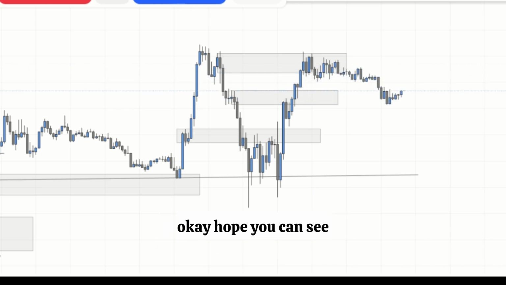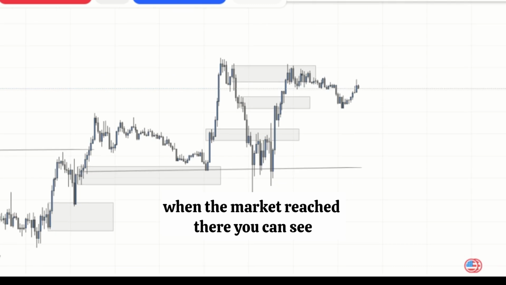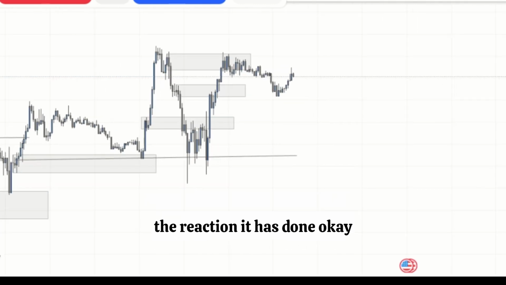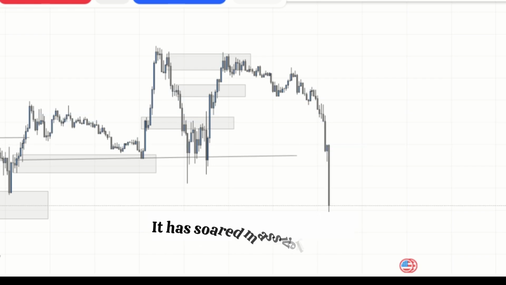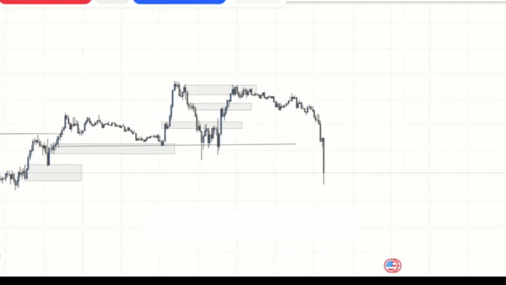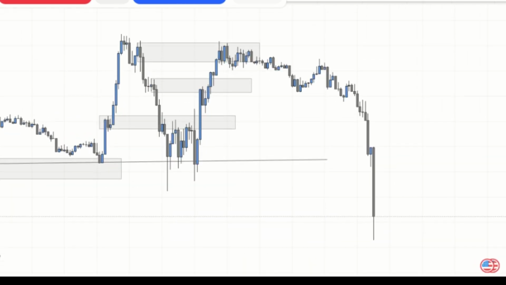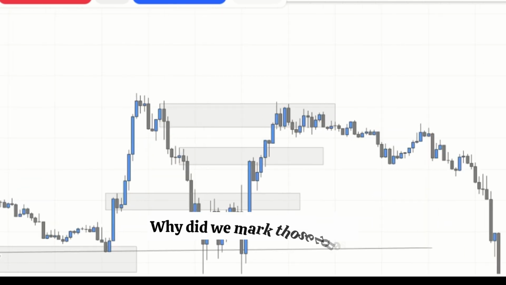Okay, hope you can see when the market reached there, you can see the reaction it has done. It has sold massively, right? Why did we mark those zones?